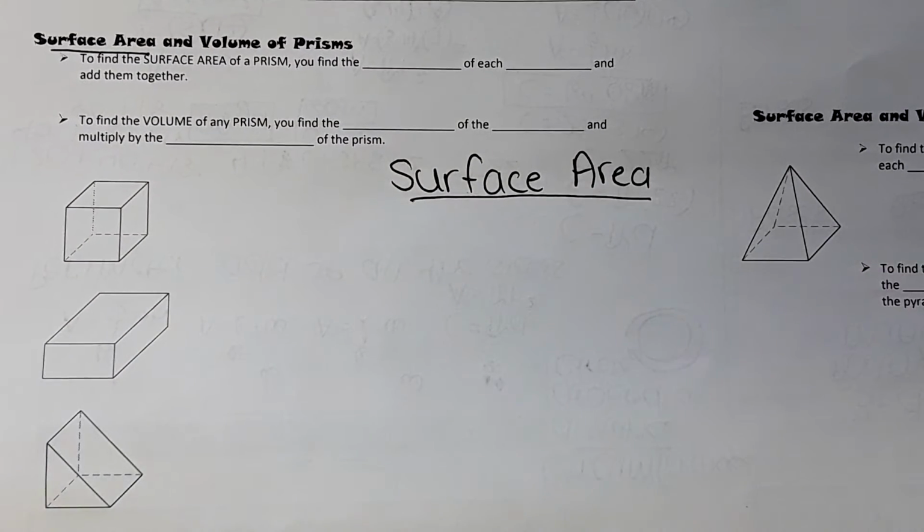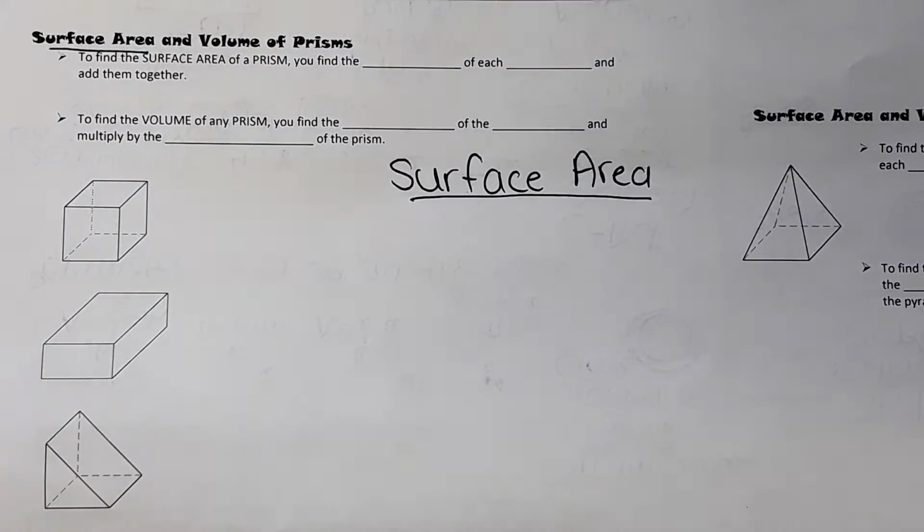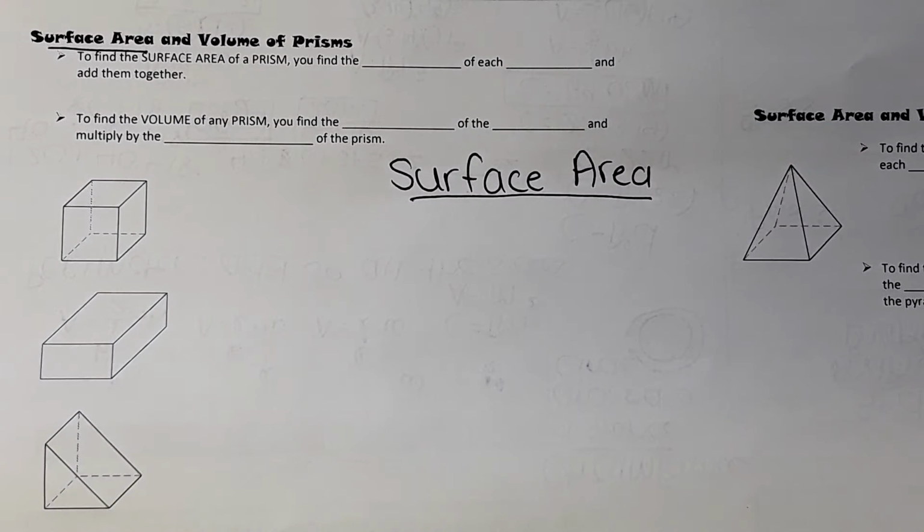The surface area, you're finding the area of all the surfaces. So you'd find the area of each one of these sides, add it together to find surface area. That's maybe what you did in middle school. I'm going to be teaching you how to use the equation.